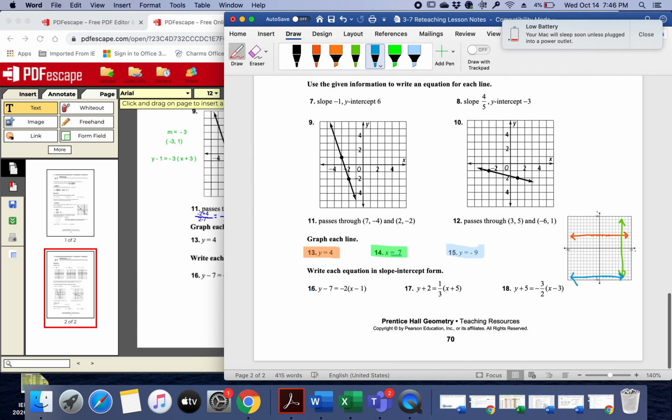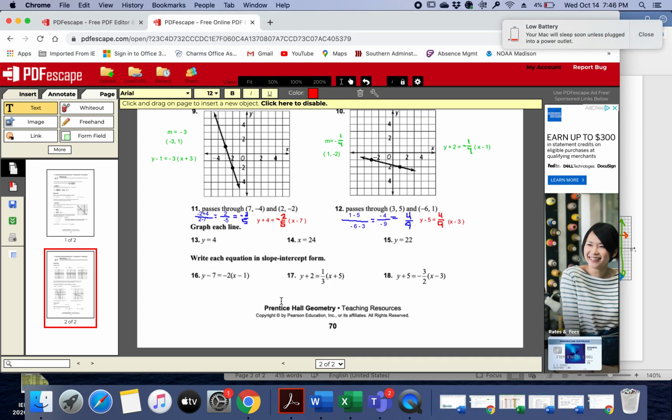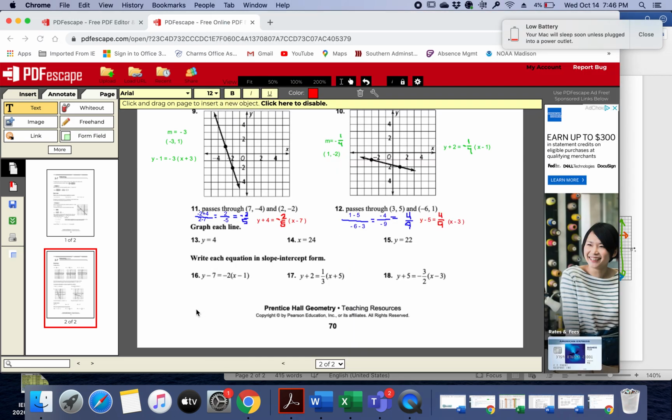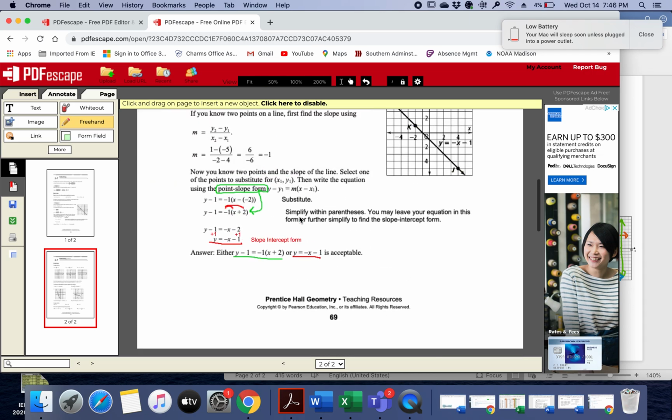So the last three that we have here are writing equations in slope-intercept form. Now we have these equations in point-slope form, so what we're going to do is start by distributing through the parentheses and then moving that one value away from the y. Just like this example over here.